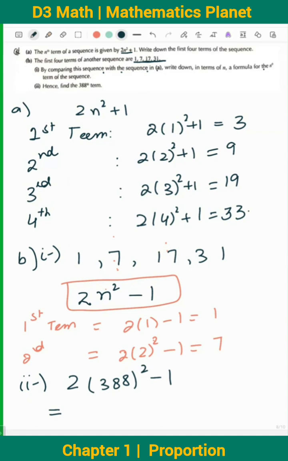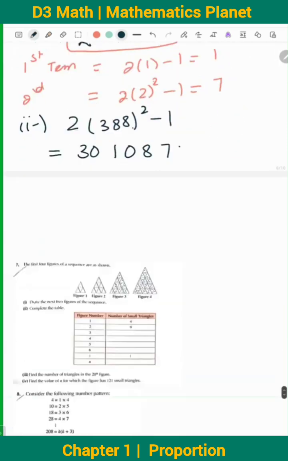775. 388 square multiplied by 2. 388 square is 301087. Very good. Okay.